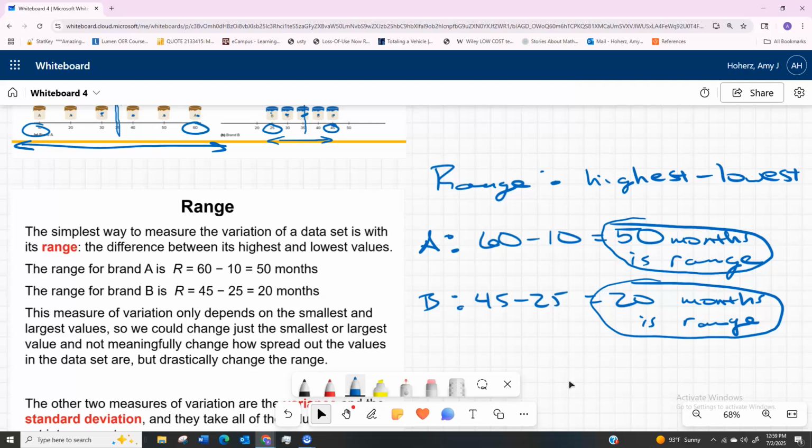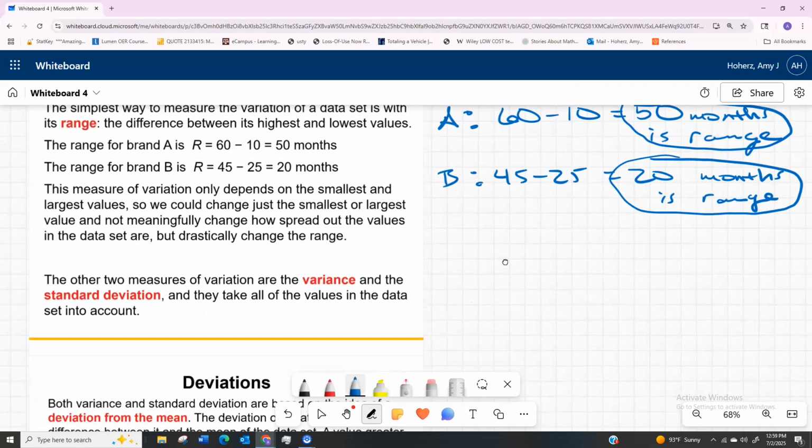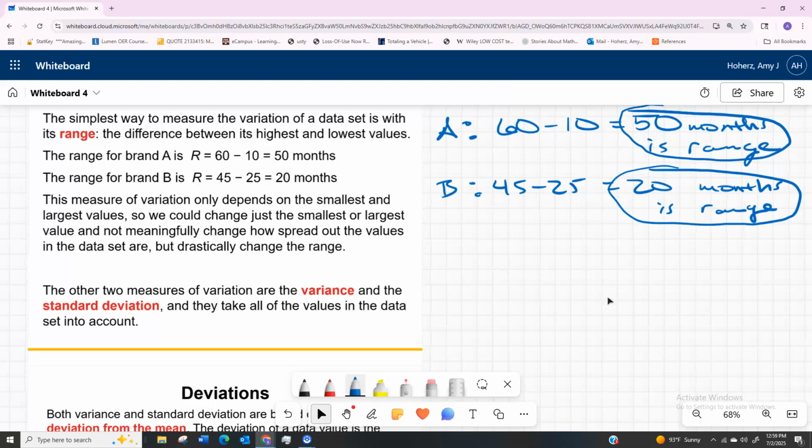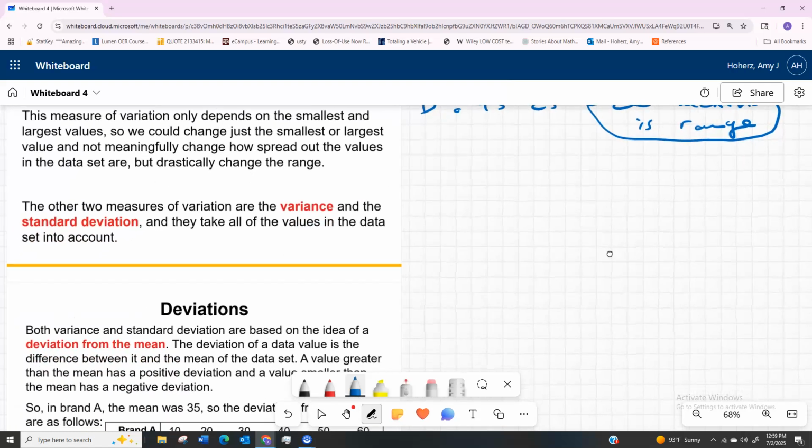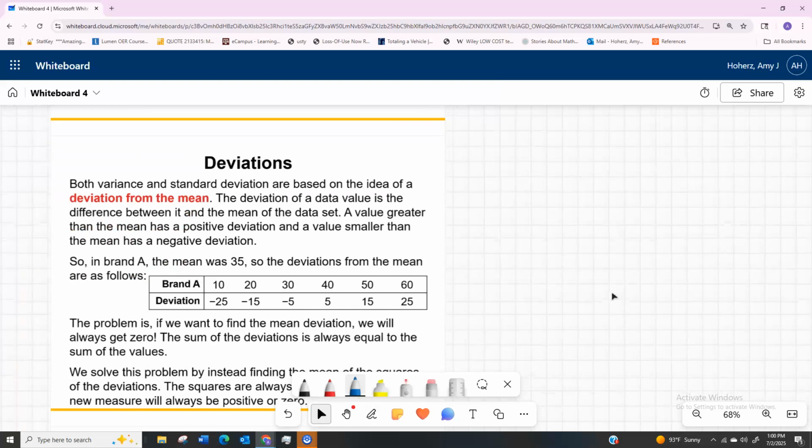So how do we do better? Well, we do better by computing what is known as the variance and the standard deviation. And when we do the variance and the standard deviation, they take all of the values in the set into account. We use all the values in that set to do the computation for variance and then use that for standard deviation. So what does deviation mean when we talk about the standard deviation?